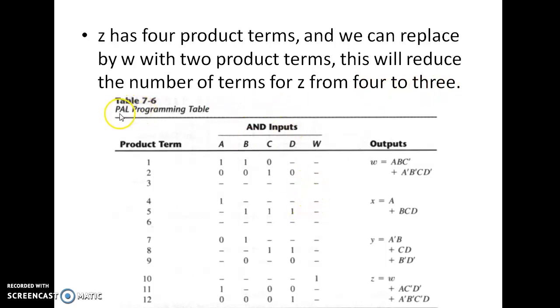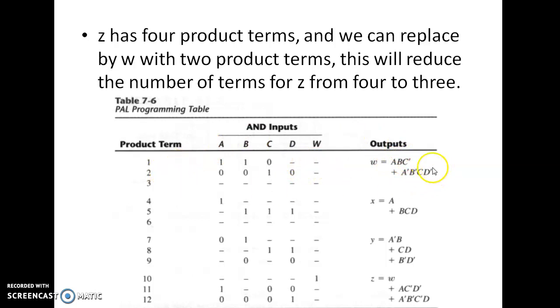The same PAL programming table can be represented like this. What is the first product term? A, B, C bar, which can be represented like this. If it is uncomplemented, write 1. If it is complemented, put 0. If literals are missing, like D and W in the first product term, put a dash mark if the literal is missing.